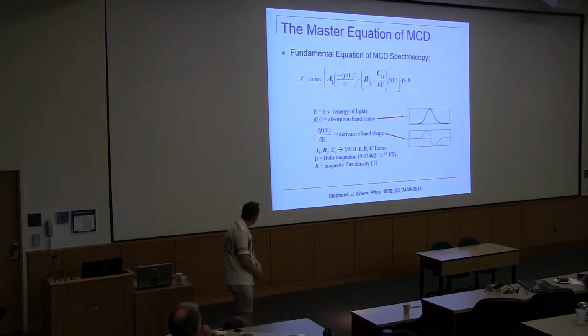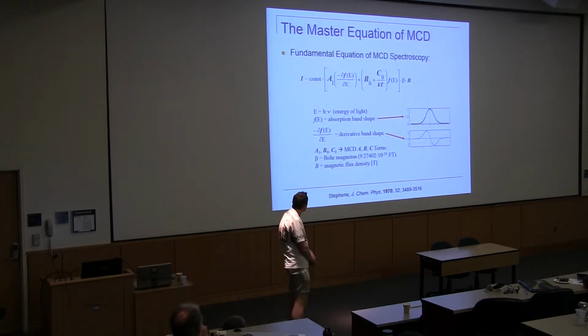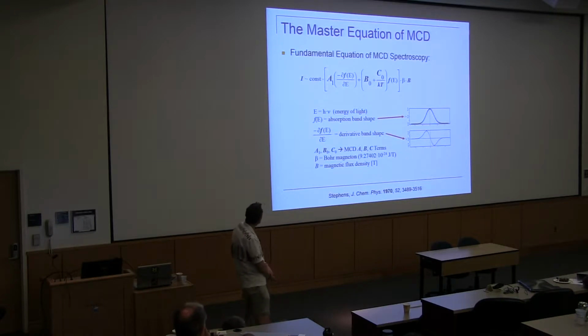Okay, so here it is now. Here is the magic. This is the basic equation of MCD spectroscopy, or fundamental equation that was formulated by Stevens back in the 1970s. So if you look at this equation, you see that there are 3 contributions to MCD spectroscopy. So here, this will be the intensity that we measure.